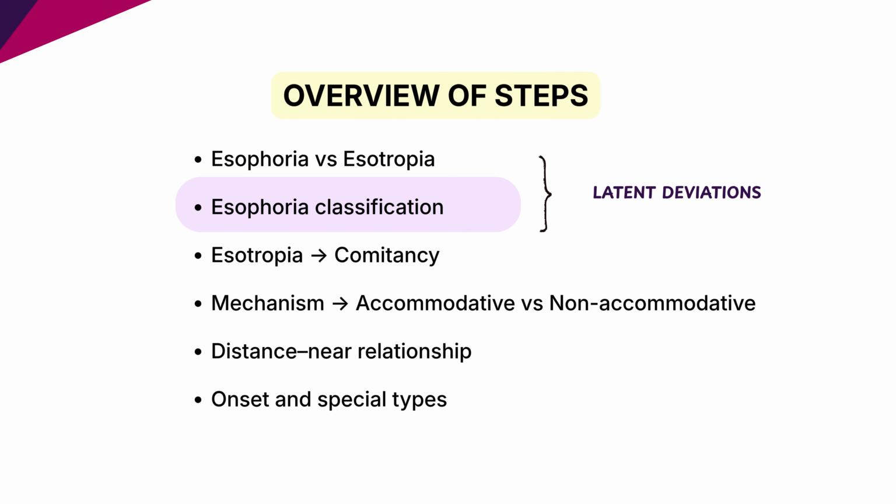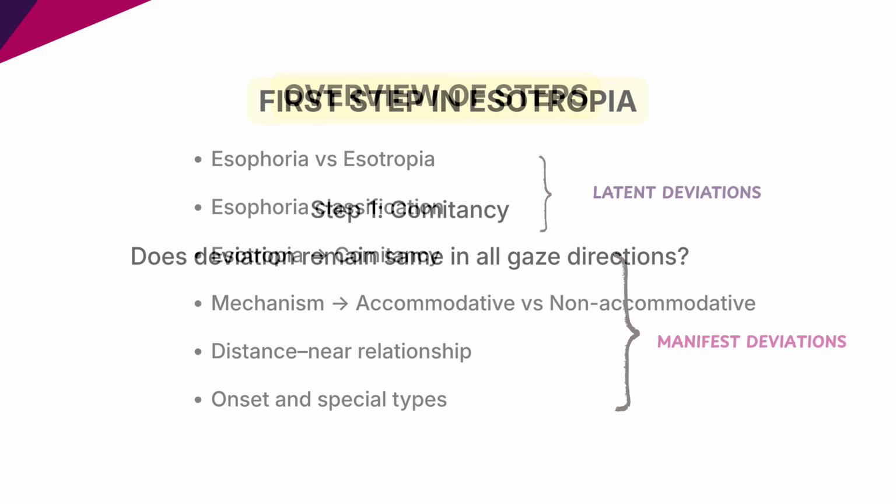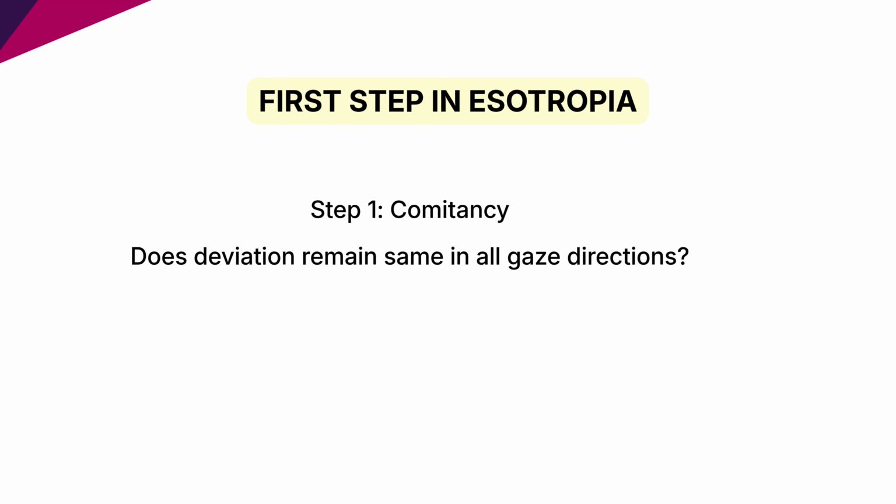So far we have discussed the latent deviation. We now move from the latent deviations, that is esophoria, to manifest deviation, that is the esotropia. The first step here is to determine whether the deviation is comitant or incomitant.